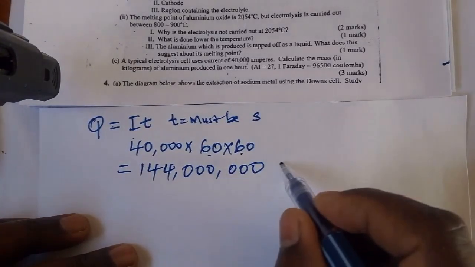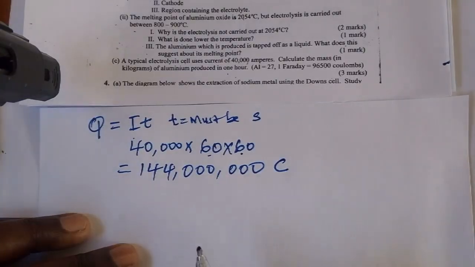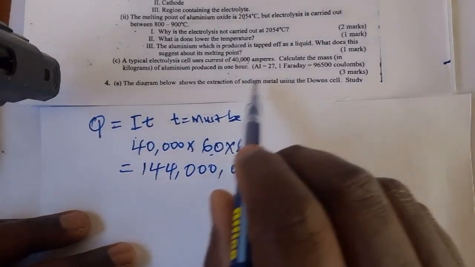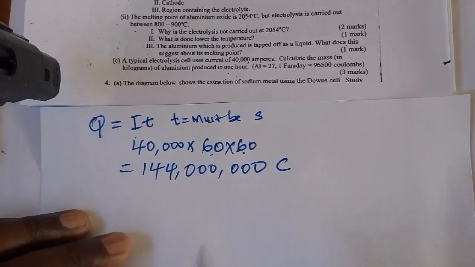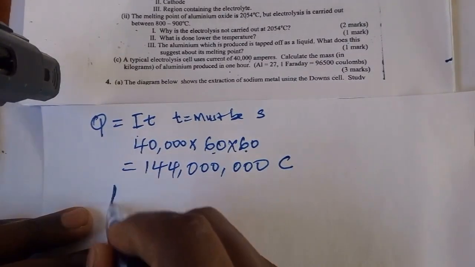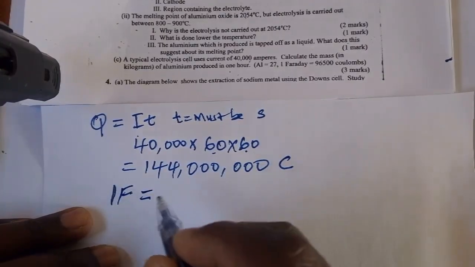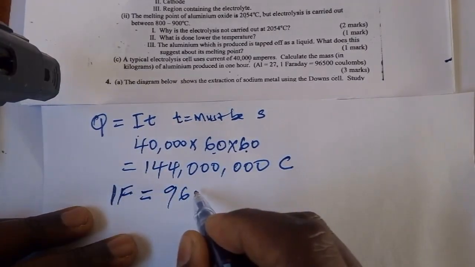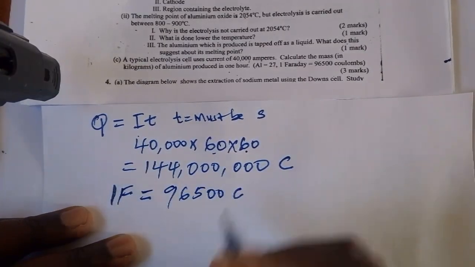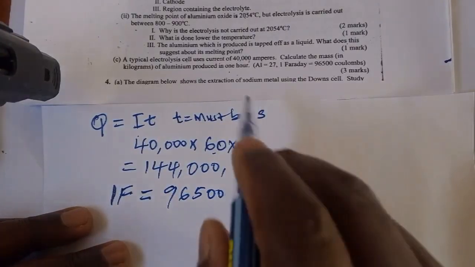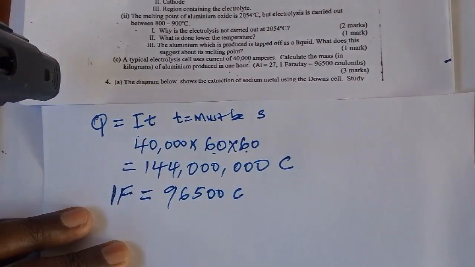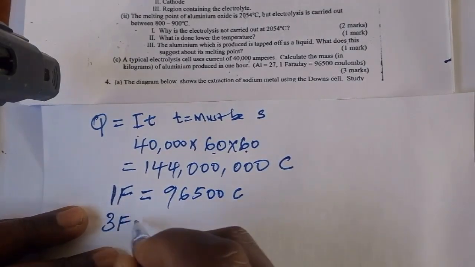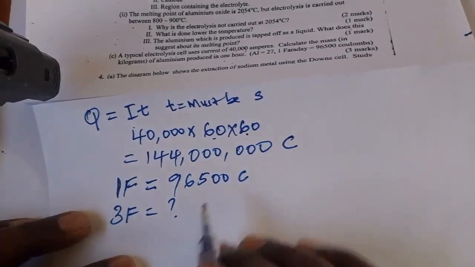Now we have these coulombs. Another thing you need to remember is what the Faraday means. Faraday means 1 mole of electrons. So 1 Faraday is equal to 96,500 coulombs. But aluminium has got 3 ions, which means 3 electrons. So we will ask how many coulombs 3 Faradays will contain, first for 1 mole.